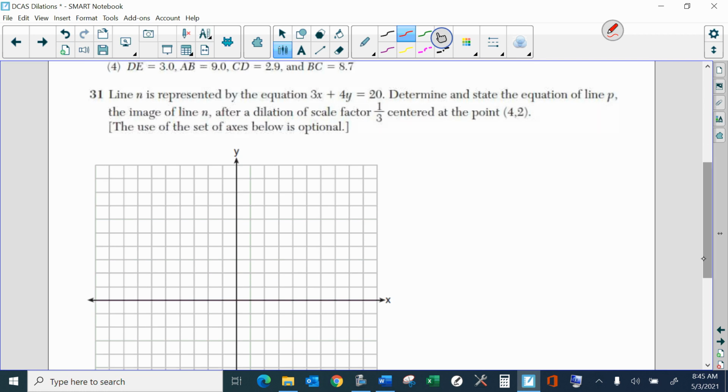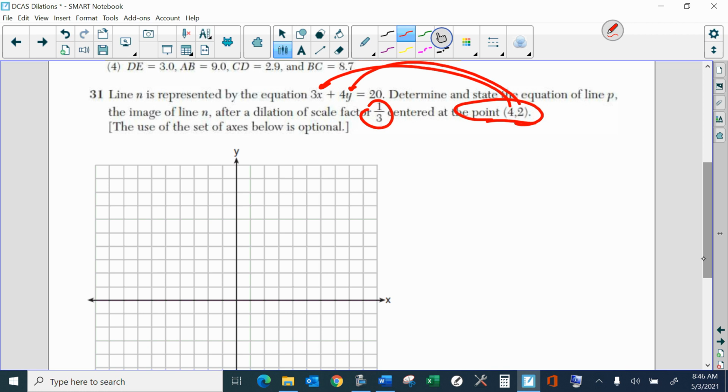Okay, here we have another line. Determine and state the equation of line P after a dilation of a scale factor 1/3 centered at the point 4,2. So this is the most difficult one. Oh no, it is not, whatever it's centered at. The first thing I want to check is, is that point on the line? If it is, then it's the exact same equation.